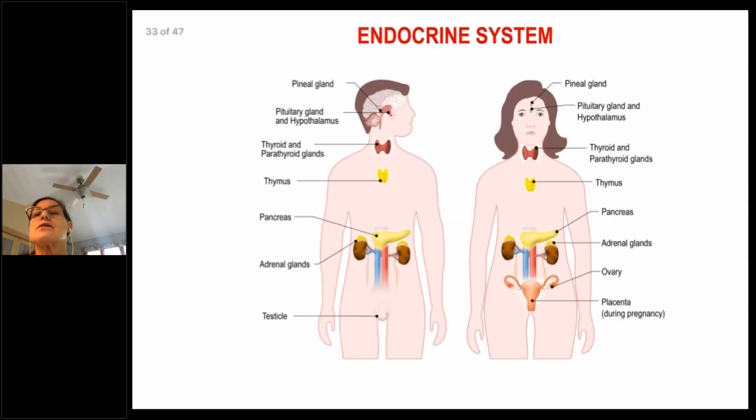Okay, the endocrine system. And there's some crossover with the immune system and the endocrine system. The endocrine system is made up of glands which produce hormones. And men and women have most of the same, except for the reproductive glands. And you can see the ovaries in a woman and the testicles in a man. That's the difference here.